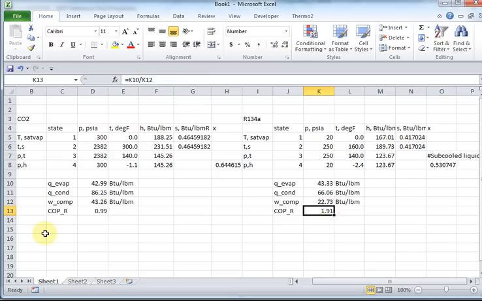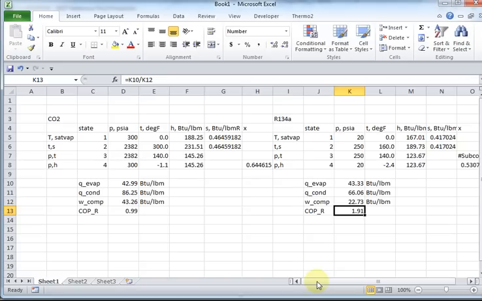Coefficient of performance is nearly double. You're going to have to spend a lot less electricity for the same amount of ice making that you want. Okay? And you're not going to have these ridiculously high temperatures, 300 degrees F, and the high pressures. With REFPROP, you can do a lot of exploring.